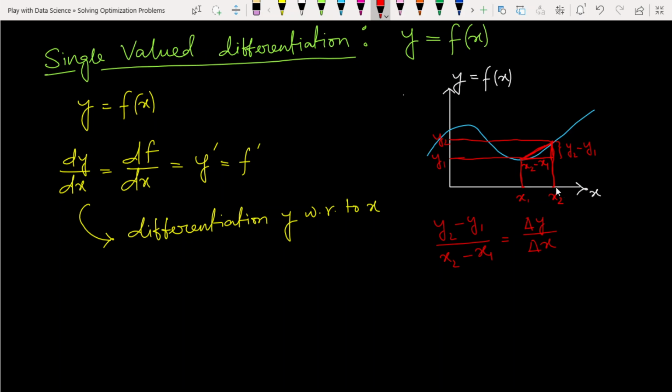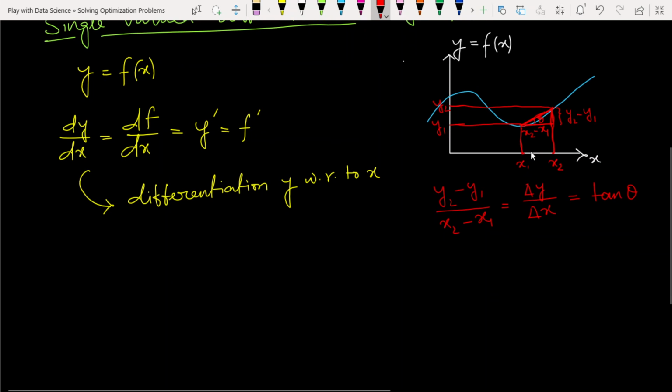If you see this angle is theta, then y2 minus y1 divided by x2 minus x1 is equal to what? It is equal to tan theta. Simple, we are just using the concept of tan theta here.